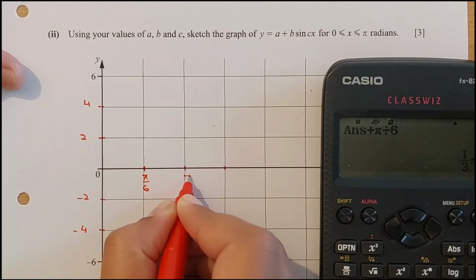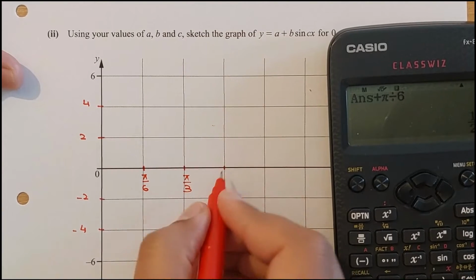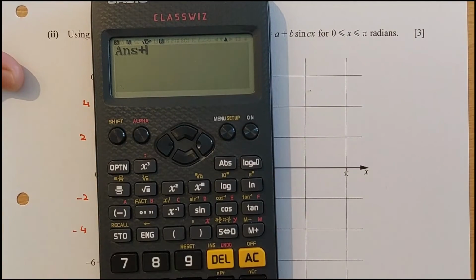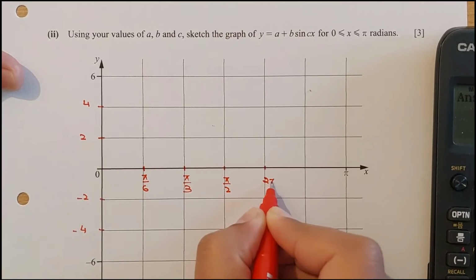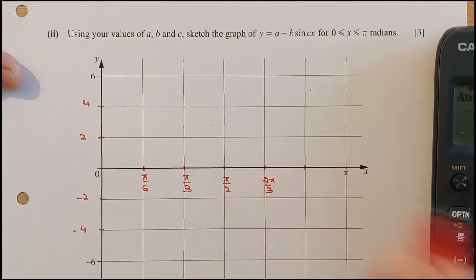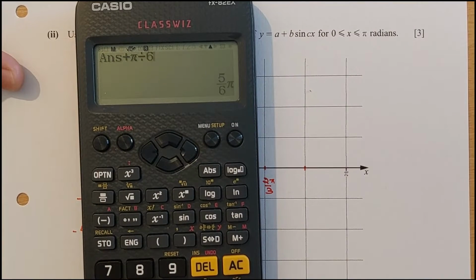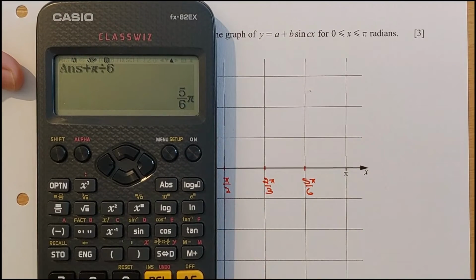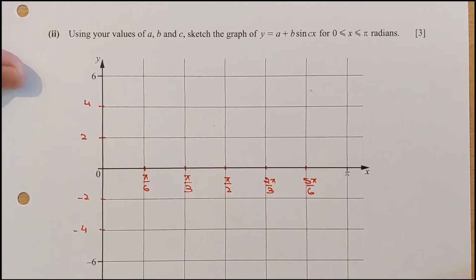So this is pi by 3. Again add pi by 6, pi by 2. Again add pi by 6 is 2 pi by 3. And add pi by 6 is 5 pi by 6. And the last, when I add pi by 6, is just pi, right? Now let me plot the points.